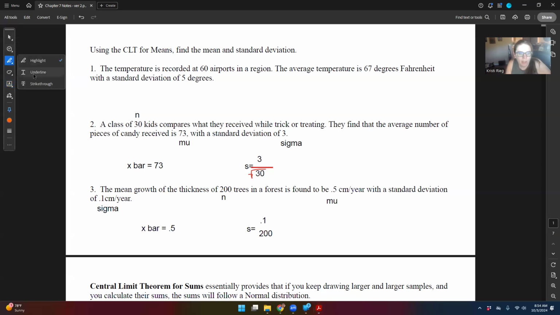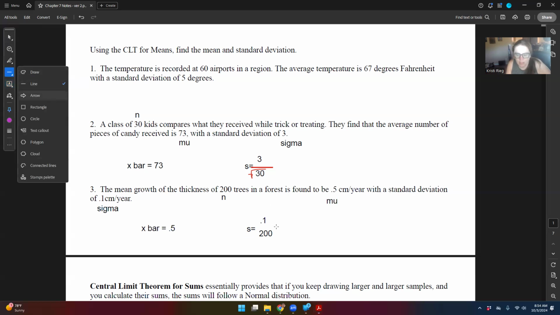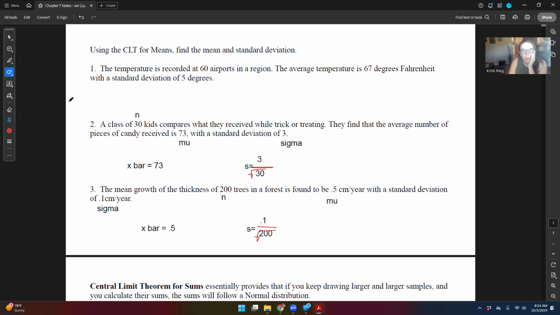Get my bars in there. Let's get my square root. And then draw my square root. This will be real easy when I move to the, oh, it's a terrible square root. It'll be a lot easier in the next part because we're just going to go to the calculator.